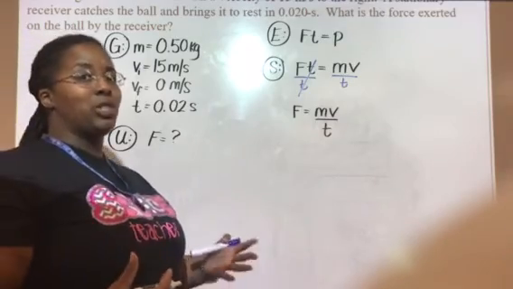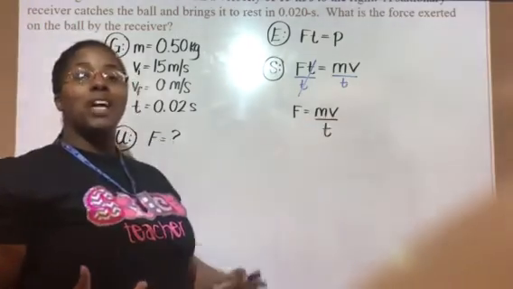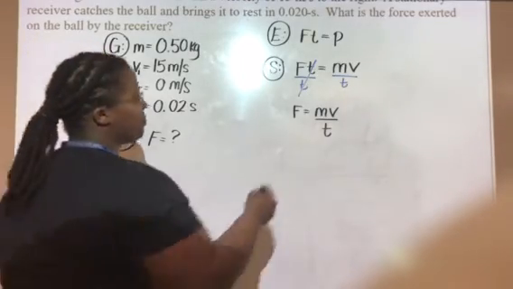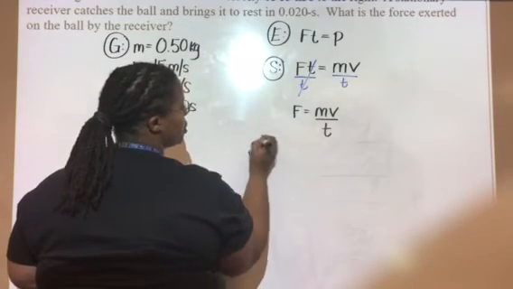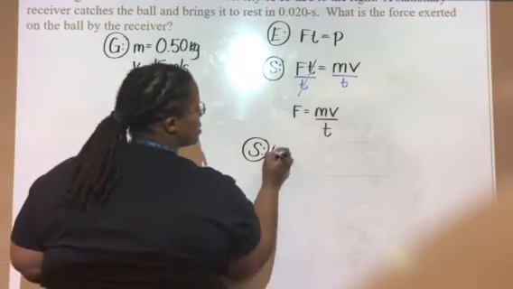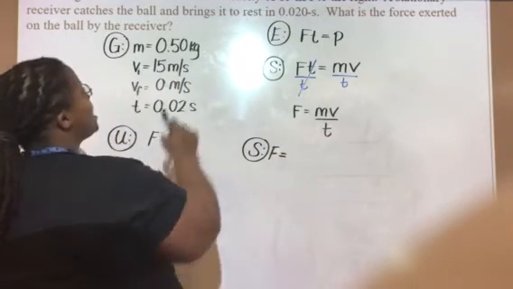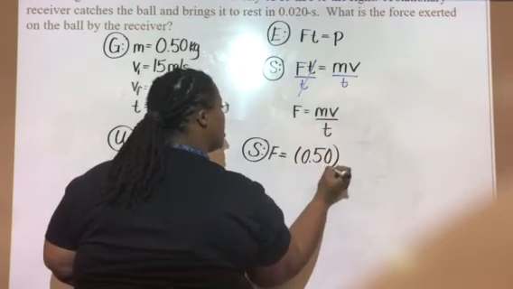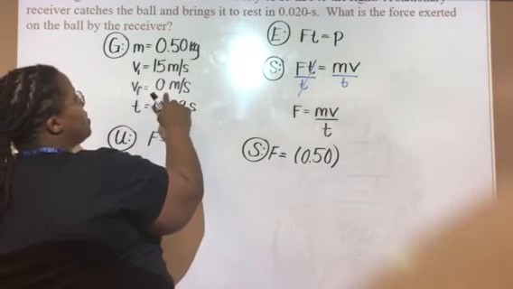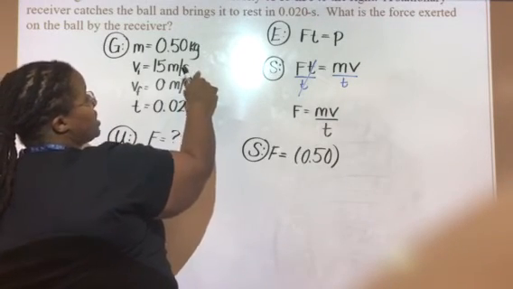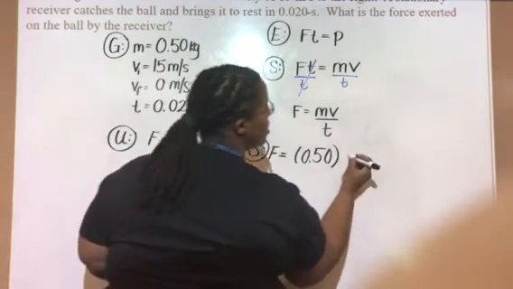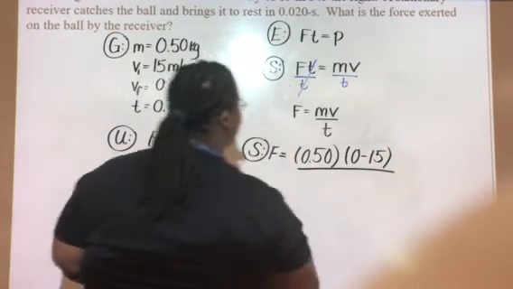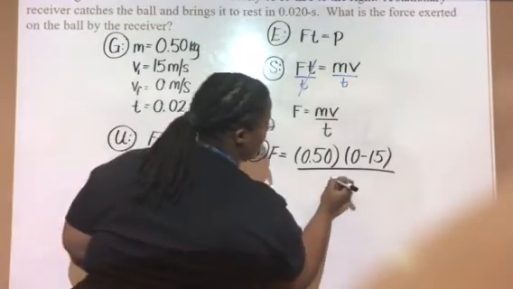Well, what happens when we have two velocities? Remember, there's normally a delta sign in front. So we're going to do V final minus V initial. Let's plug in our numbers for our last step, which is solve. We're looking for force. My mass is 0.5 kilograms. The velocity, we have V final minus V initial, and then of course you have time.